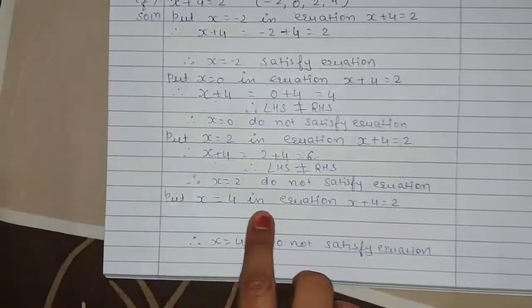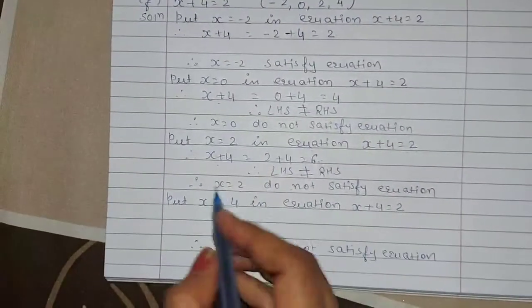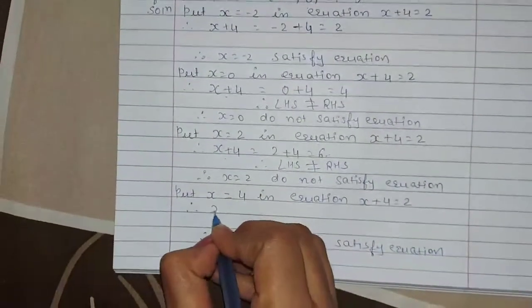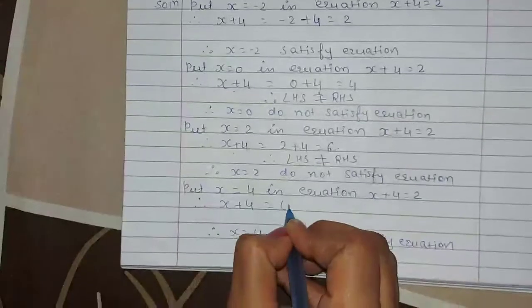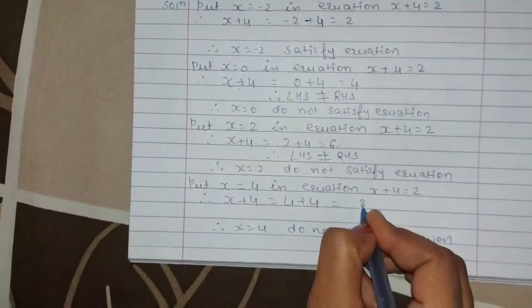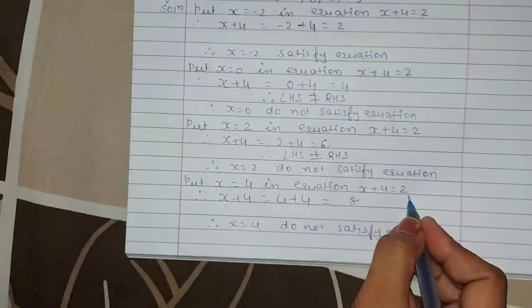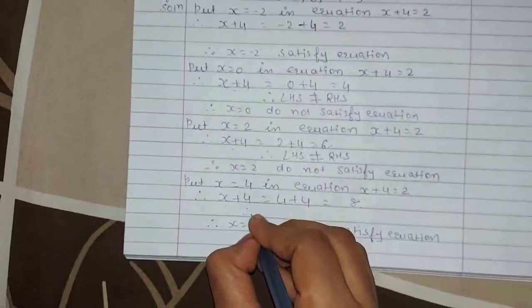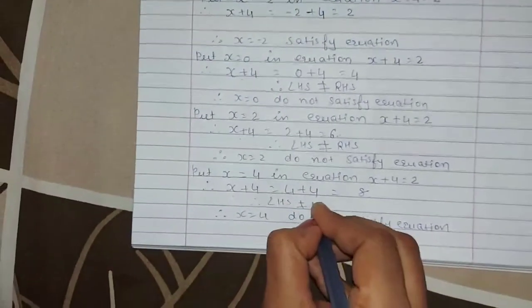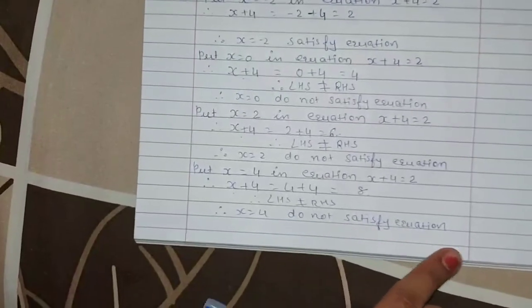Put x equals to 4 in equation x plus 4 equals to 2. Now we have to put x equals to 4. Therefore x plus 4 equals to 4 plus 4, because we have to put x equals to 4, equals to 8. So LHS is 8, RHS is 2. Therefore LHS is not equals to RHS. Therefore x equals to 4 do not satisfy equation.